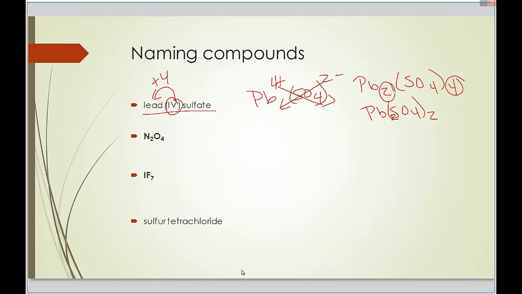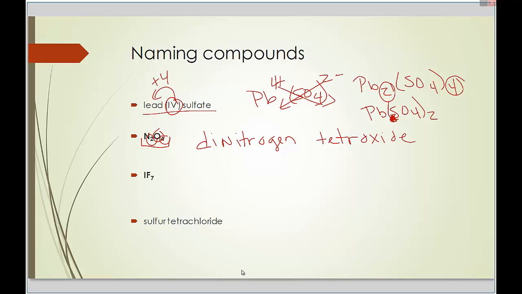So notice that this is a molecular one, this is a covalently bonded one. It's 2 and 4 as well. We do not reduce that because it's molecular. We don't reduce the molecular. So 2 is di, N is nitrogen, 4 is tetra, O is oxide. So dinitrogen tetroxide.